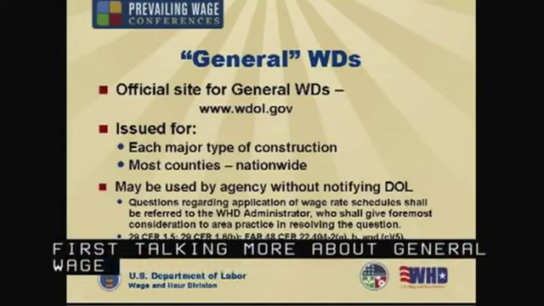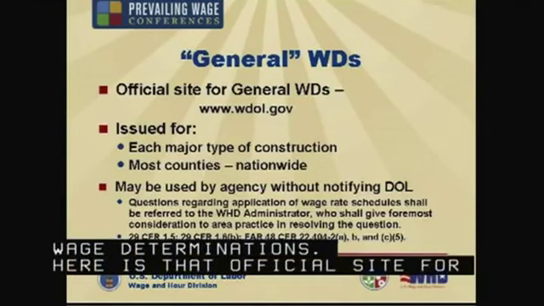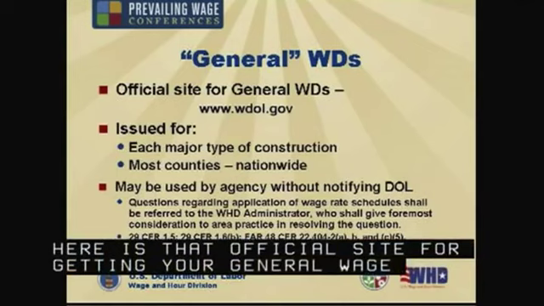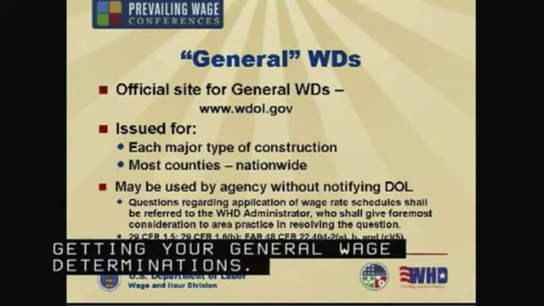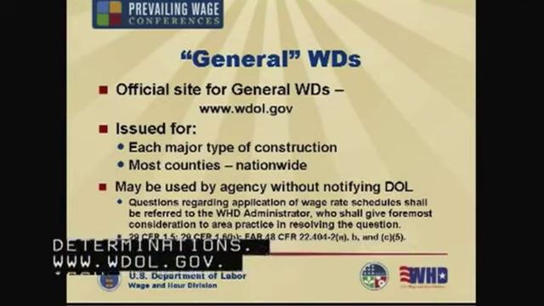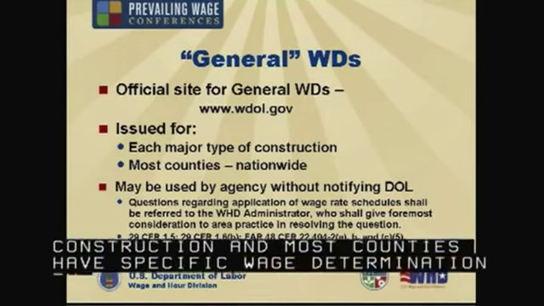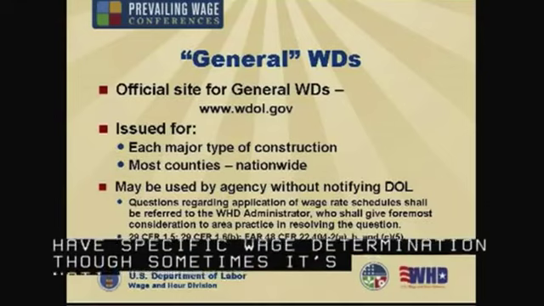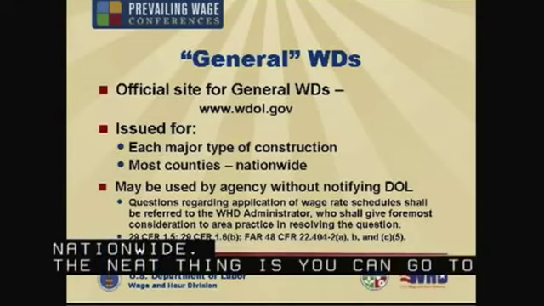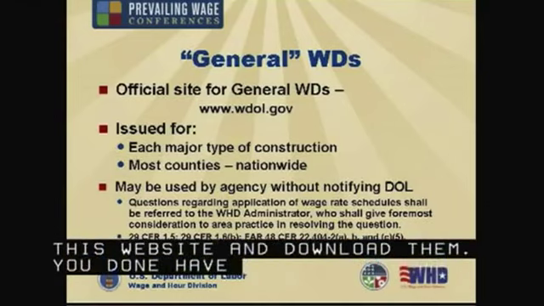Here's that official site for getting your general wage determinations, www.wdol.gov. They're issued for each major type of construction, and most counties have a specific wage determination, although sometimes it's nationwide. The neat thing about them is you can go to this website and download them. You don't have to go through the Department of Labor to get the appropriate wage determination.